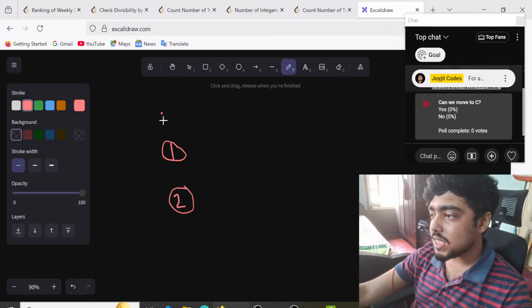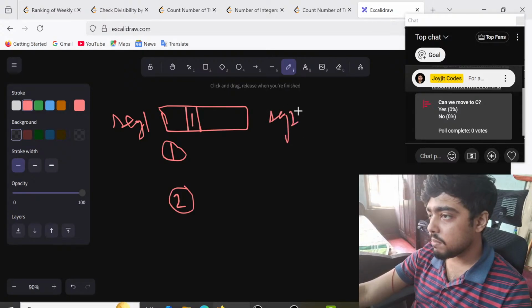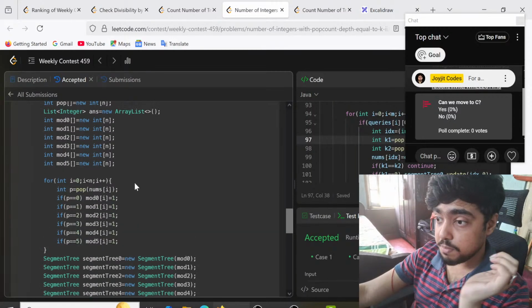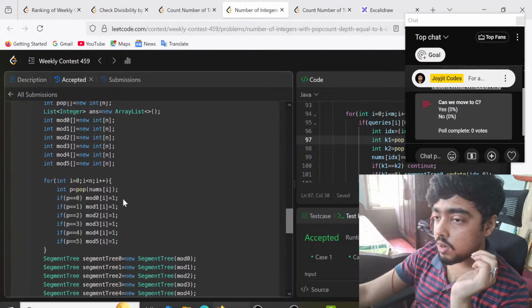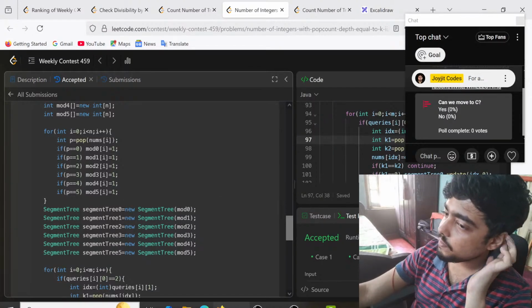So for segment tree 1, wherever this number was present, there was a 1, and for segment tree 2, wherever this number was present, there was a 0, right? Because if you look at this condition, I'm going to put 1 only in the places where I find that the pop depth is that specific element. Okay, so this is 0.